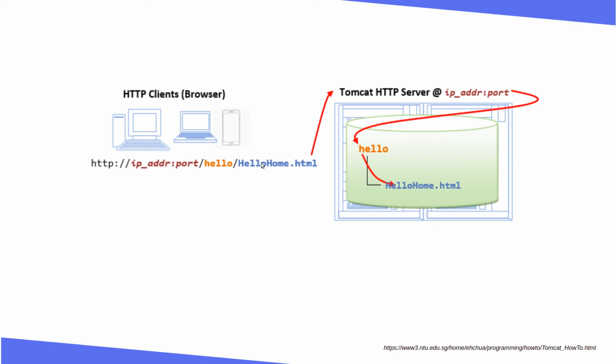When we hit this one, it sends a request to the Tomcat HTTP server at this IP address, at this port, and the request will route to the Hello application and then route to the Hello home.html. And once the page is found in the server, it will send a response back to the client. That's it. Thank you for listening.